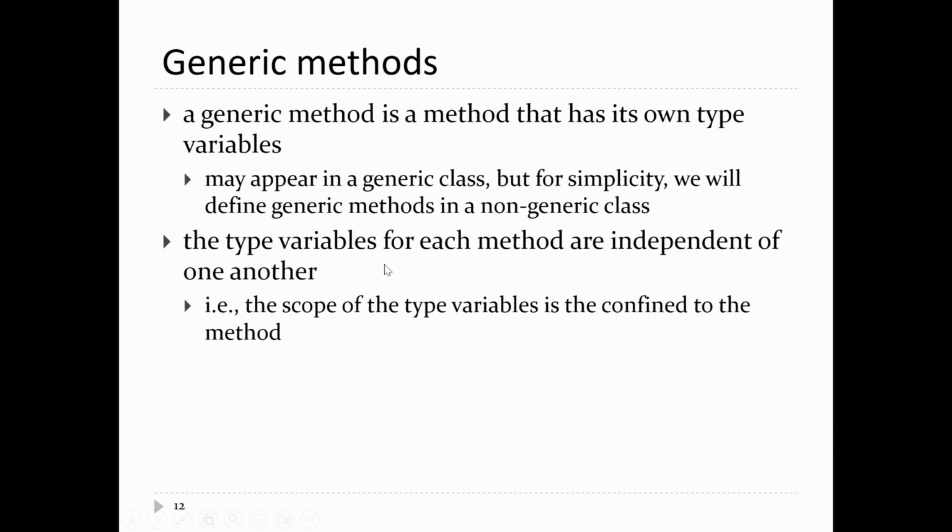Now, if you have a generic method, your type variables are independent for each method. So it doesn't matter if you always reuse the same type names for each generic method, they're independent anyway. So the scope of your type variables, they're confined to each individual method.